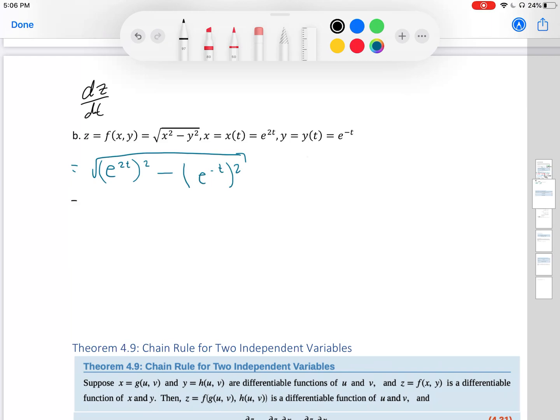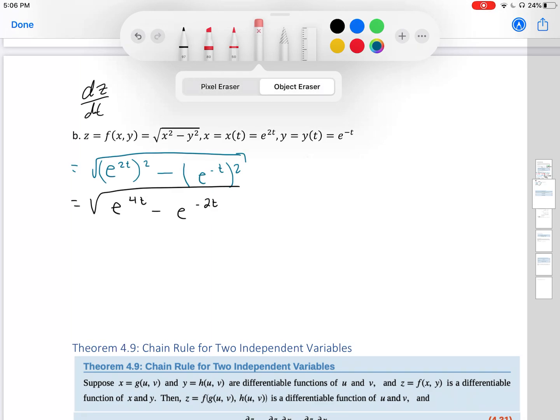Now don't forget your exponent rules. An exponent raised to an exponent, we multiply. So this gives us the square root of e to the 4t minus e to negative 2t. Now, for the sake of working with derivatives, let's go ahead and write that square root as a rational exponent, so to the 1/2 power. That way it's easy to keep track as we work with the chain rule. So chain rule, take the derivative of the outside, which is the exponent of 1/2, rewrite your problem, and then multiply it by the exponent on the outside, the derivative of the inside.